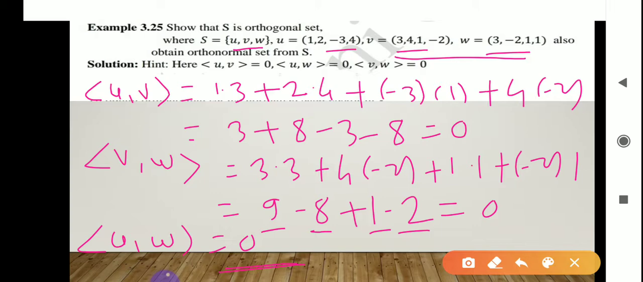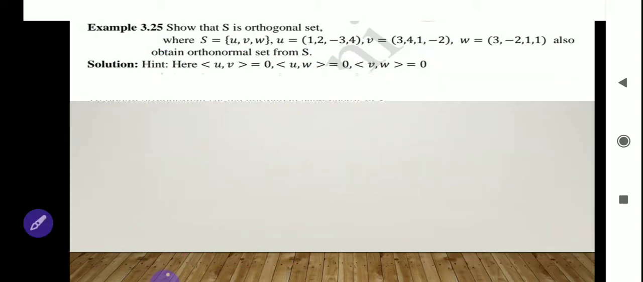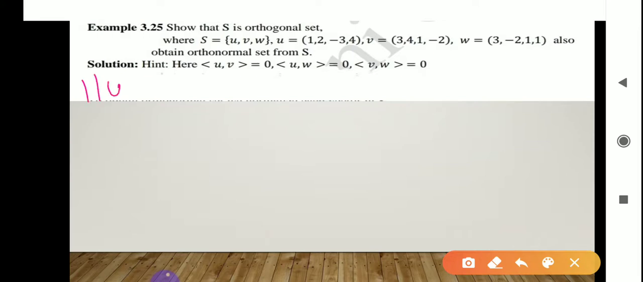So the first part is over here: show that S is an orthogonal set. Now the second part is to obtain an orthonormal set from S. Here S is an orthogonal set, so we have to find the orthonormal set of S. For that, normalize each vector of S. This means first we have to find the norm of u. And how do we find the norm of u?